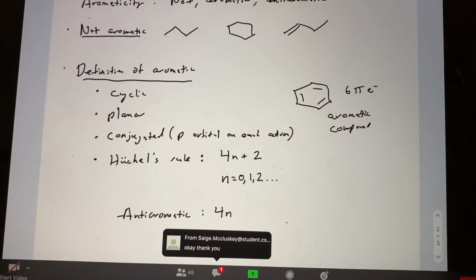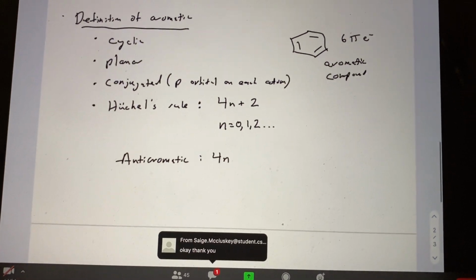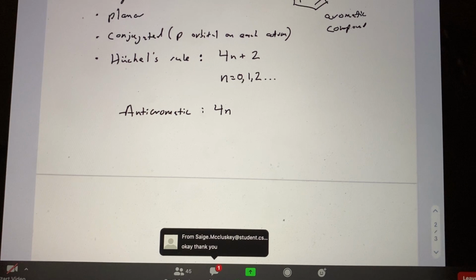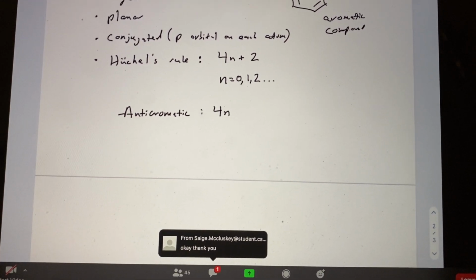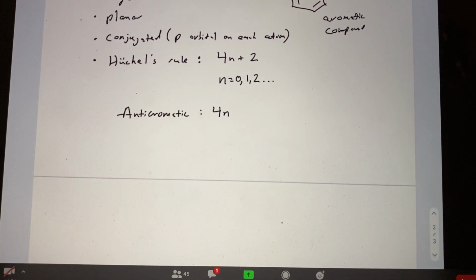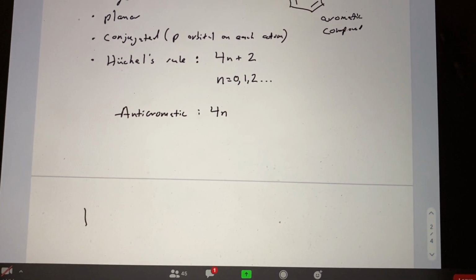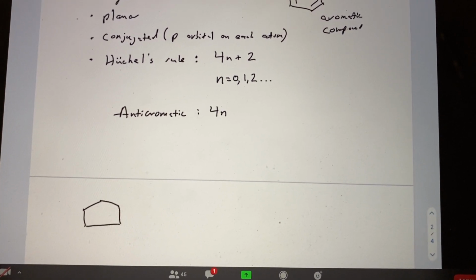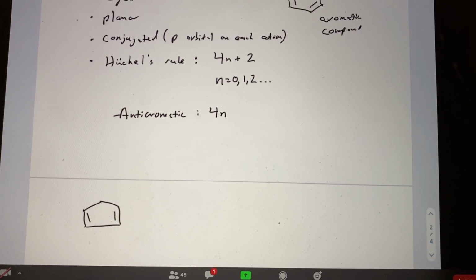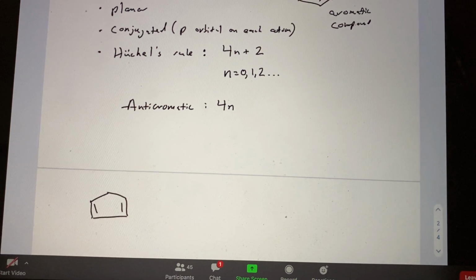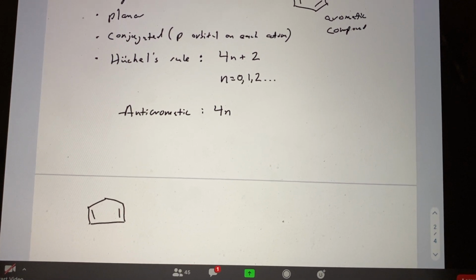So why don't we actually go through, all right, great, excellent. Let's go through a few examples and see if they meet this requirement. Why don't we try something like this compound. This came up in the video here for something else, which we'll see in a second.